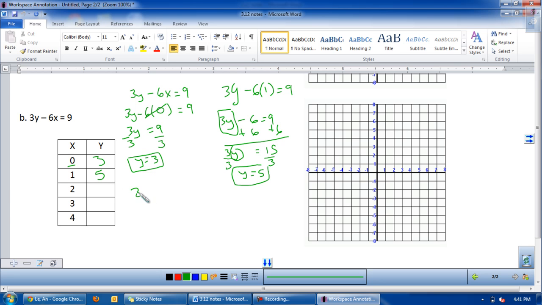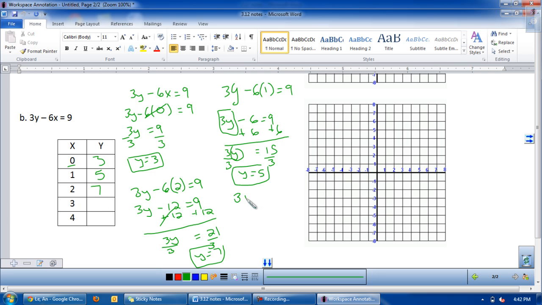So we have 3y minus 6 times, this time x is equal to 2, equals 9. 3y minus 12 equals 9. We're going to add 12 to both sides. 3y, those cancel out, equals 21. Divide both sides by 3. Y is equal to 7. Okay. Next we have x is equal to 3.